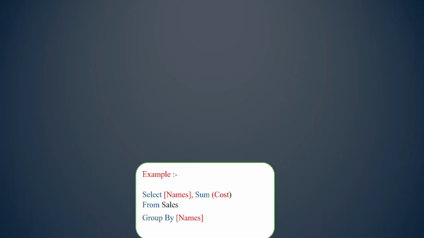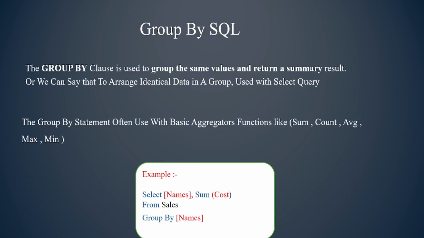Let's first understand the definition of GROUP BY. The GROUP BY clause is used to group the same values and return a summary result, or we can say it arranges identical data in groups, and it is used with the SELECT query. One more important thing: the GROUP BY statement is often used with basic aggregate functions like SUM, COUNT, AVERAGE, MAX, MIN and so on. In this example, you can clearly see I have used GROUP BY on the basis of the names column with some aggregate function.